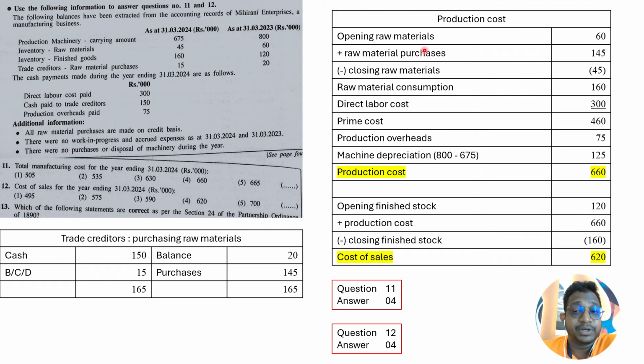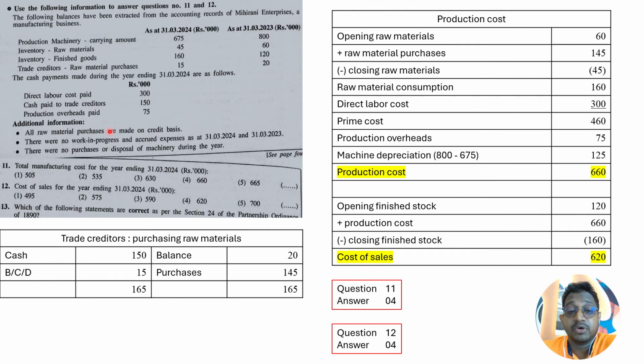So it's starting from opening raw materials. Opening raw materials given here 45 and 60 and 45. Here, these are the opening balances, and these are the closing balances. And the cash payment made during the year is given here as well. And the additional information says all raw material purchases are made on a credit basis. So you have the trade creditors opening and closing balance, and you have the cash payment to your trade creditors.